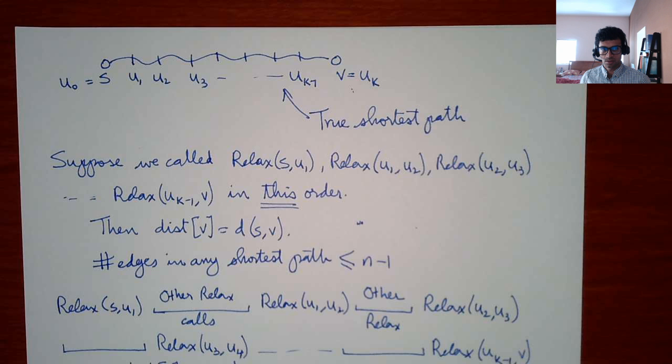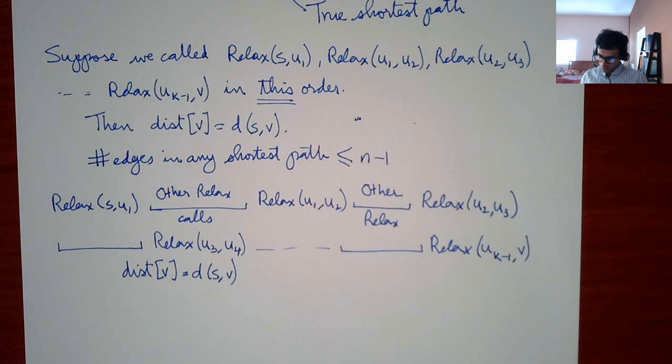Now, you could say, how do you know what the order is? And you're right, we don't know what the order is. But suppose you could do it. And suppose you did it even with other relax calls in the middle. It's still going to give you the shortest path distance.